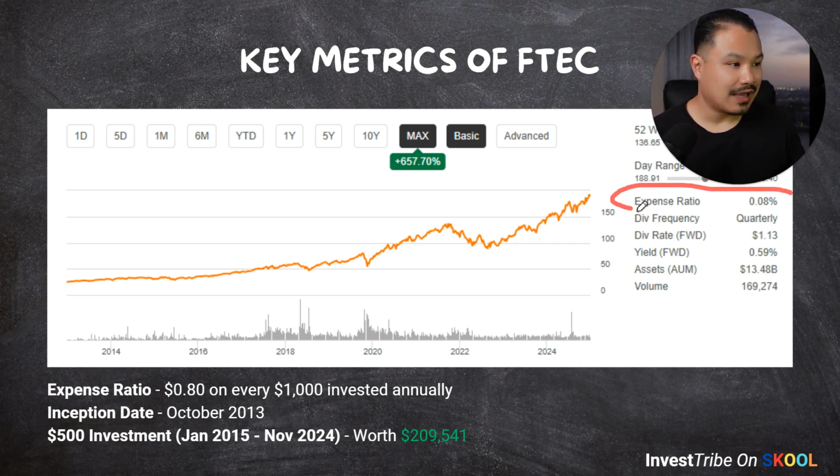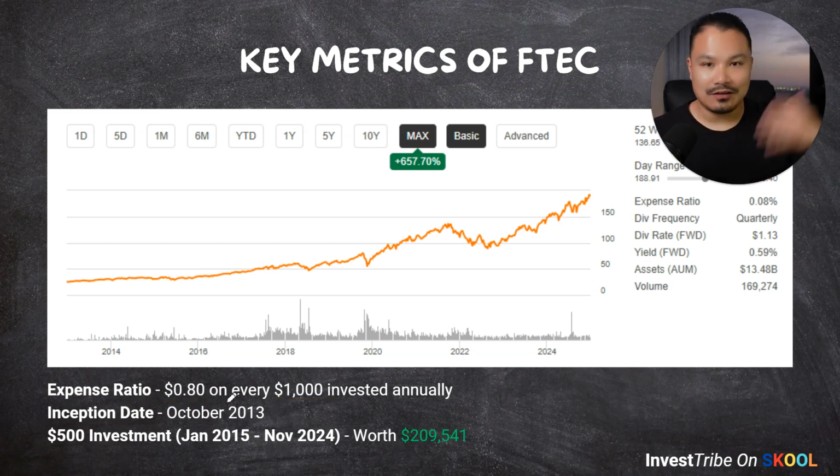And this actually has a very low expense ratio, which is very important. That means on every $1,000 invested, you're going to be paying 80 cents. So over the lifetime of this fund, if you were to constantly invest money into this and hold it for say 20, 30 years, you'll probably only be paying $10,000 over the lifetime of owning this fund.